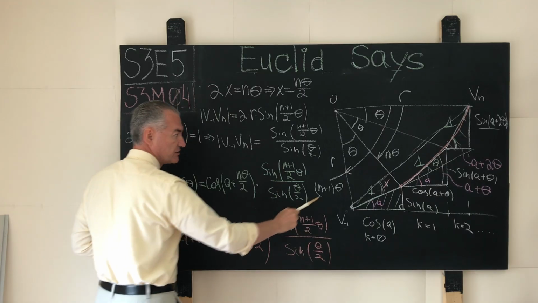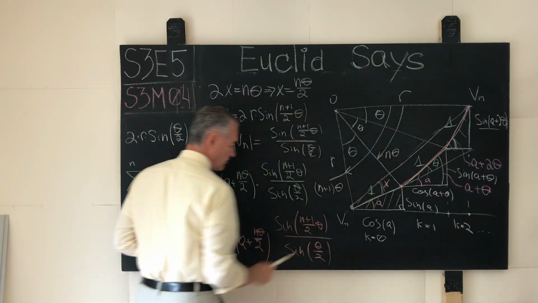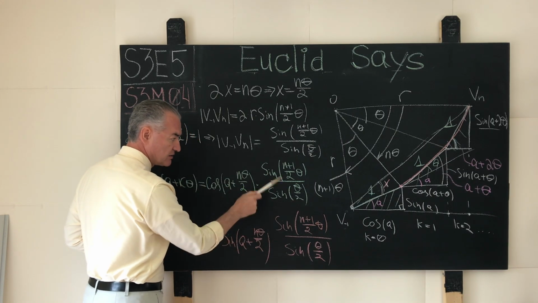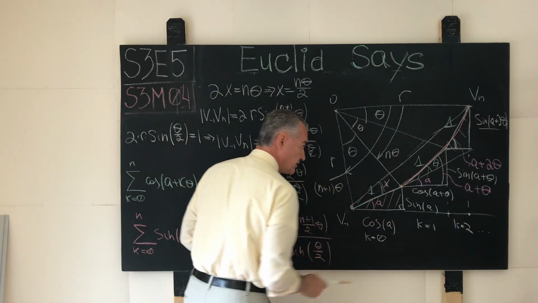This ratio is the length of this line segment. This ratio is the length of the same line segment. And the sine and cosine correspondingly project this line segment onto the horizontal for cosines, and onto the vertical for sines.